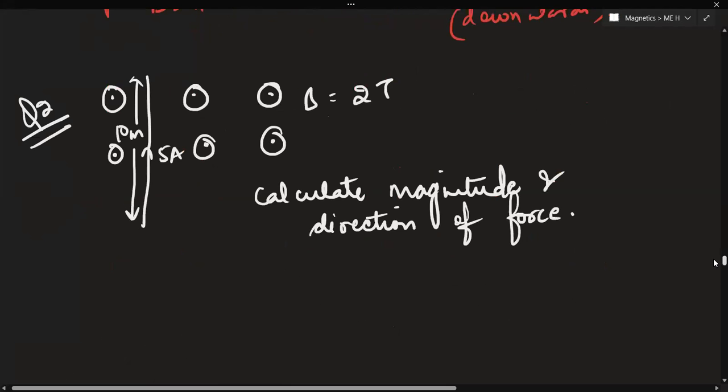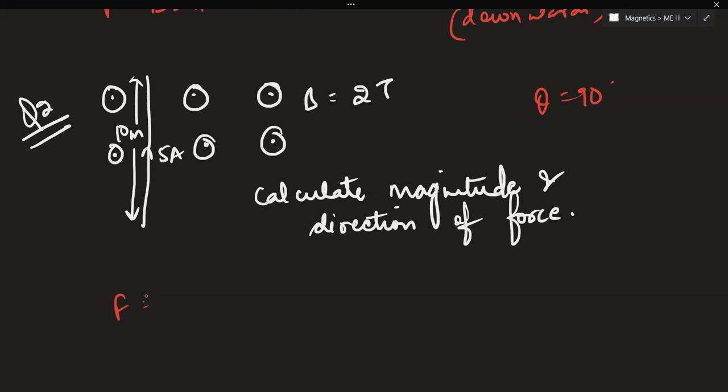See here, in this question the magnetic field is pointing outwards, but the angle between the length of the conductor and magnetic field is still 90 degrees. Theta is still 90 degrees. So you can use the value of force as BIL. B is 2, current is 5, length is 10. That is 100 Newton.